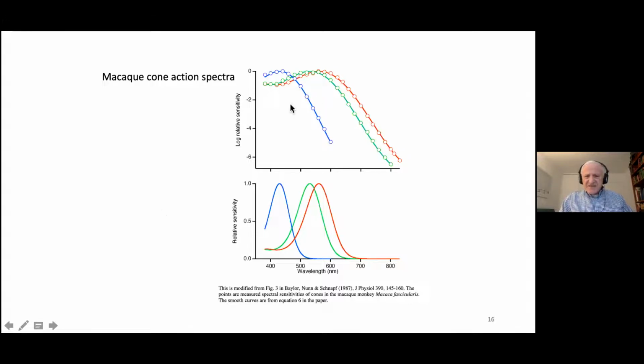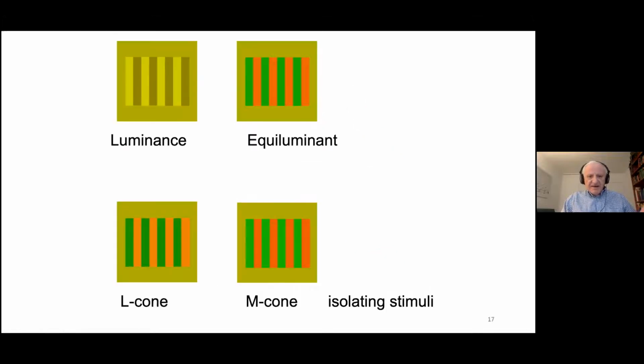I should just say, these are the same curves plotted linear versus wavelength or log versus wavelength. So it's just to show you how these things look on different plots. So we use these two tricks, and we create stimuli which are, say, L cone isolating or M cone isolating. We can also make modulation between colors which are equally luminant. So they're equal for the luminance mechanism, but not for any one of the cones. And then we can use luminance stimuli. So these are the kind of stimuli that we use to study visual neurons that are interested in color.